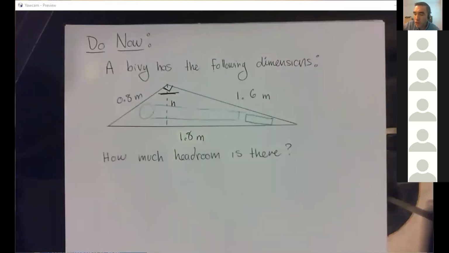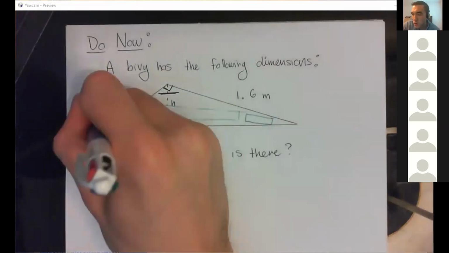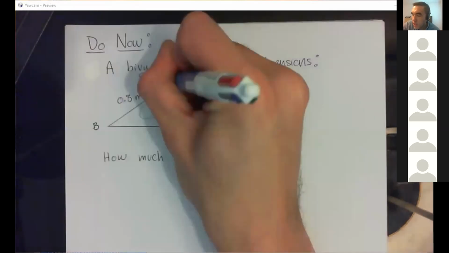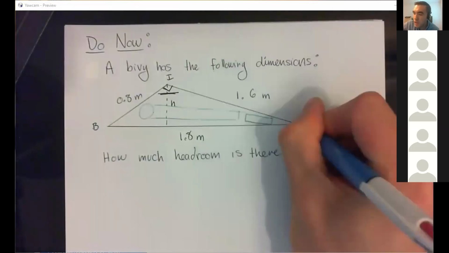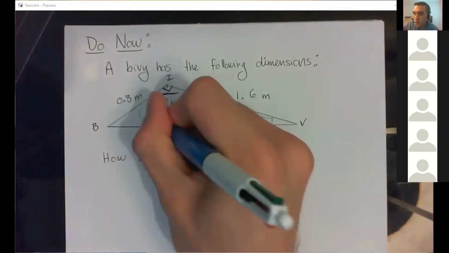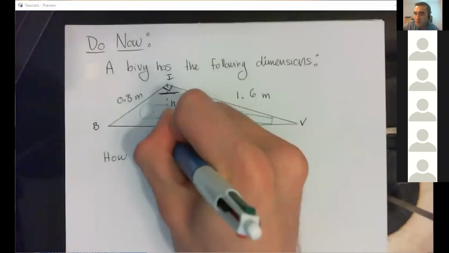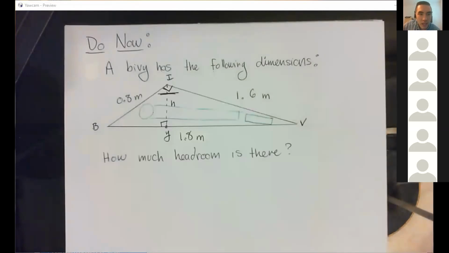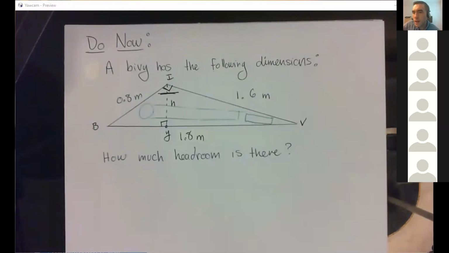And for when we do this problem, just so that we all agree what the letters are, I'm going to say that this is corner B, this is corner I, this is corner V, and this point down here where it touches the bottom to make our altitude, that'll be Y. And so, using the properties of similar triangles and the geometric mean that we talked about yesterday, figure out what is the altitude of my bivy.